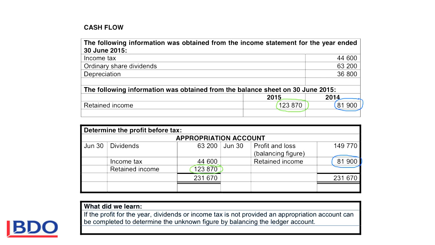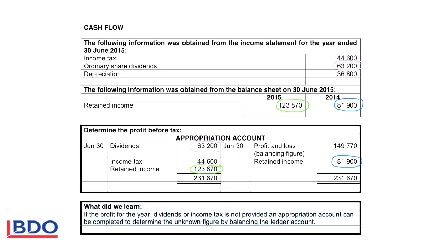And they give us the dividends as 63,200. So the dividends that's paid out of the profit will reduce the profit, and therefore the appropriation account will be debited with the 63,200.